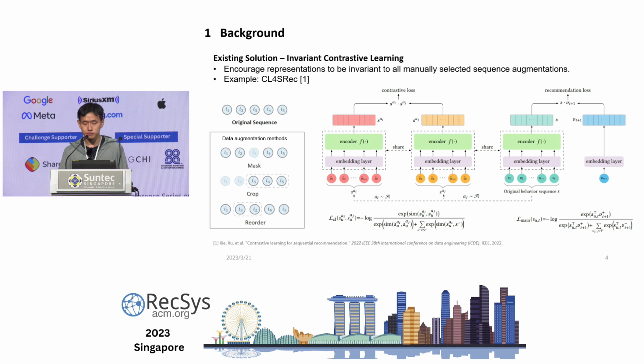space. For instance, one of the most notable invariant contrastive learning methods is known as CL4SRec. This method initially employs three types of sequence-level data augmentation strategies, including item masking, reordering, and cropping to create positive views. Subsequently, they utilize InfoNCE loss to encourage user behavior representations to be invariant to all these augmentations.